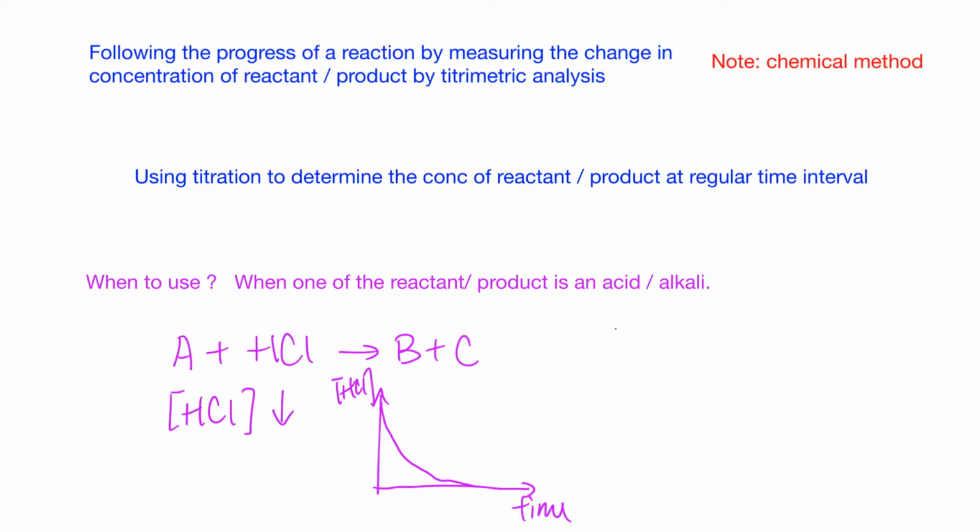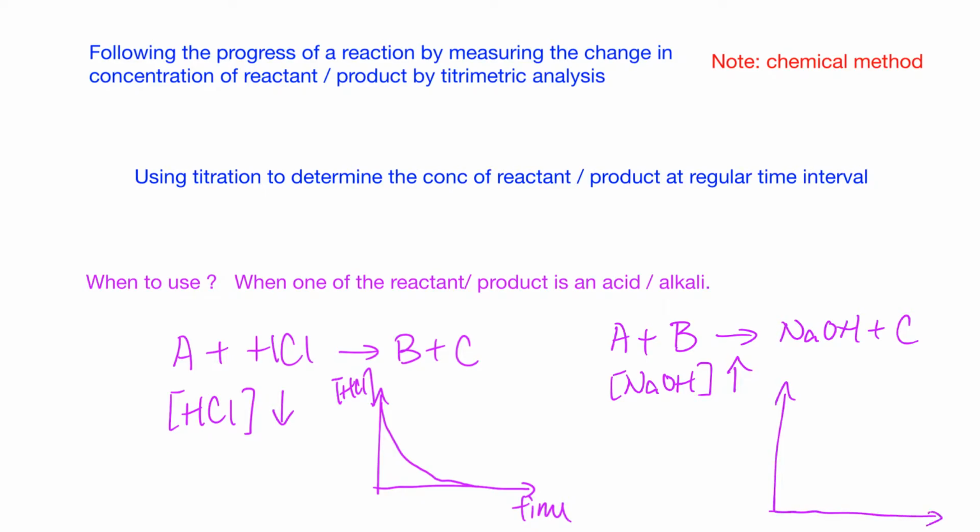But if the acid or alkaline is a product, for example NaOH, then we know that the concentration of NaOH as time goes by should be increasing, because it is one of the products. So if we measure the concentration of NaOH against time, we will have a product-time graph like this. By measuring the slope of the tangent at a particular point, we can measure the rate of the reaction.